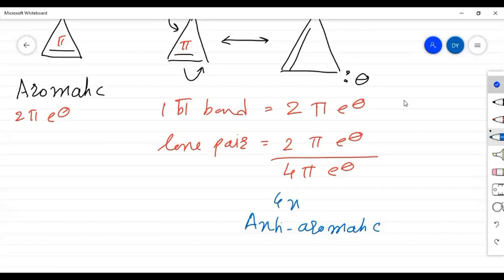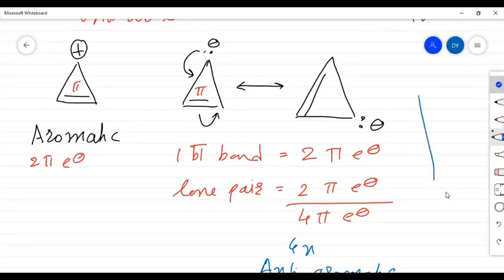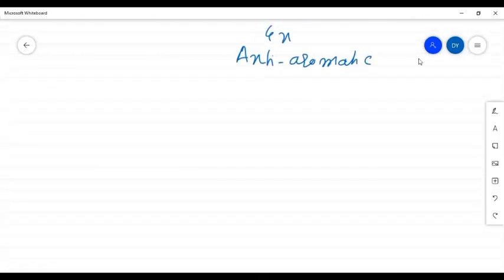Now again, I have to show you. Okay. See this. If this is a positive charge, then it contains 2 pi electrons. That's why it is aromatic. Now when it contains a lone pair of electrons, right? When it contains a lone pair of electrons, that means it has a total of 4 pi electrons, and that's why it is anti-aromatic. Now we're going to study one more example.